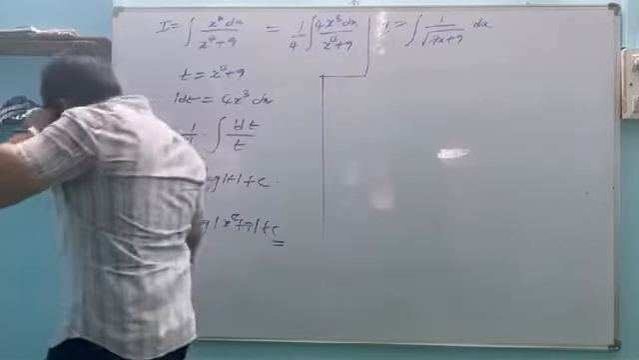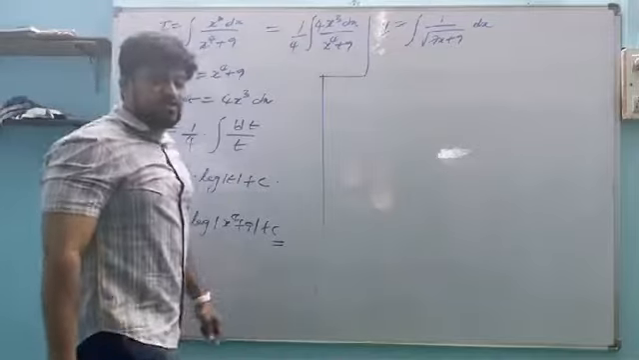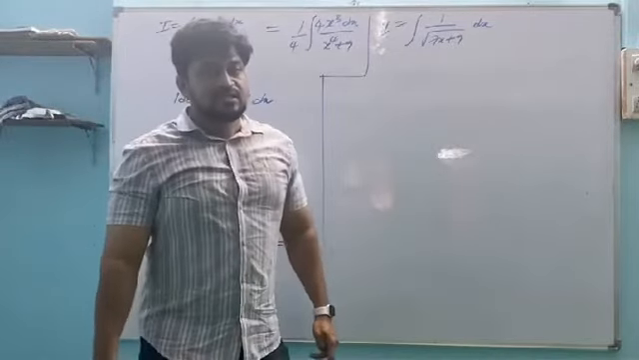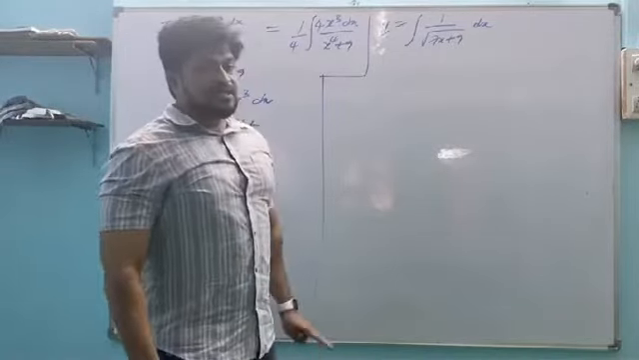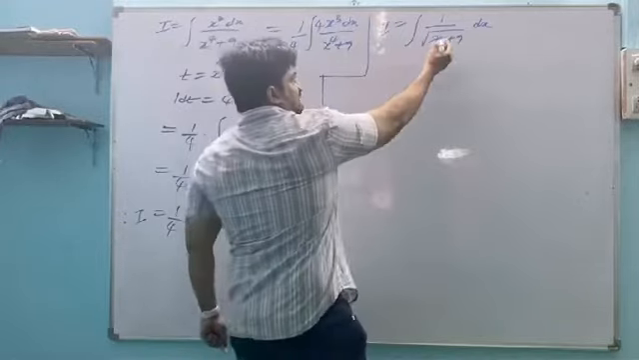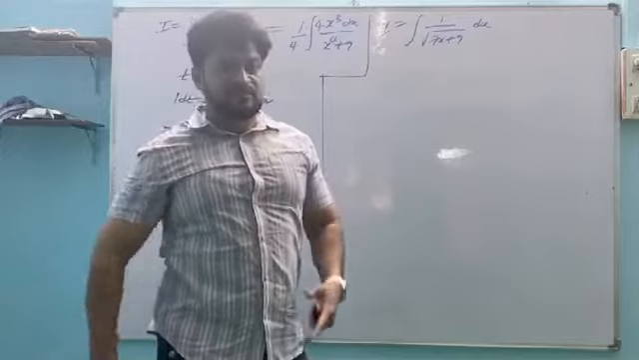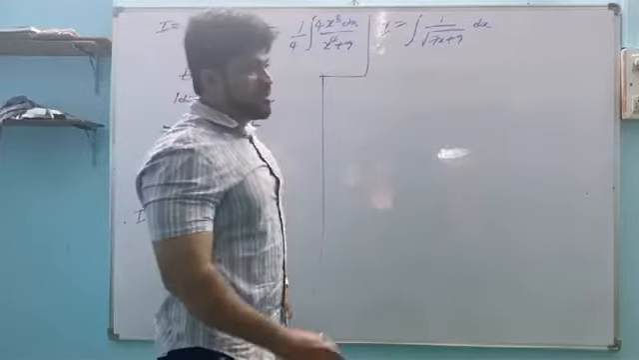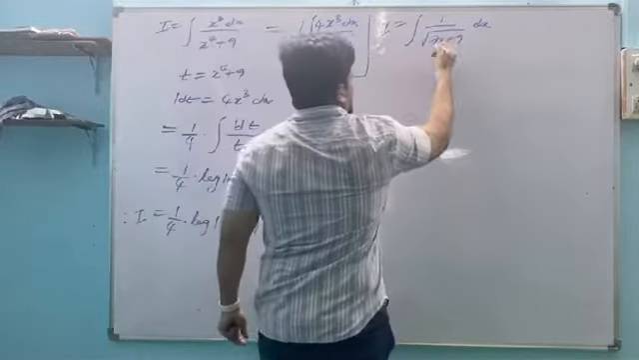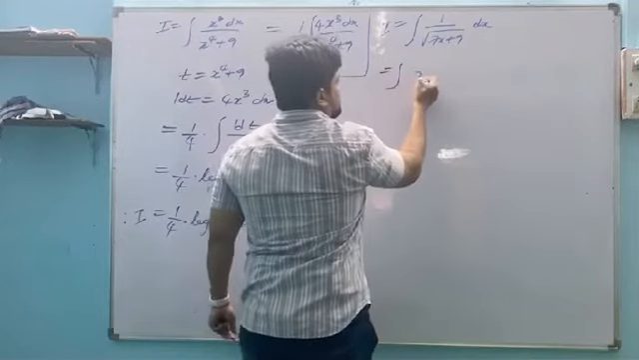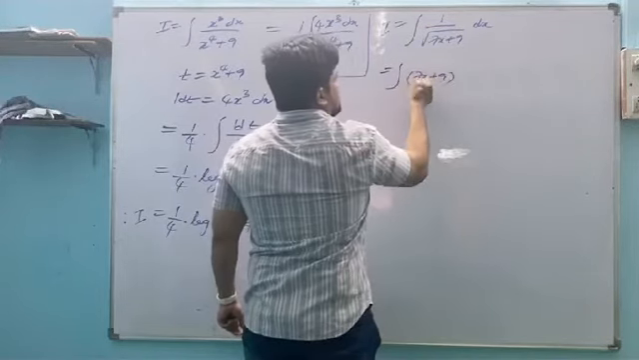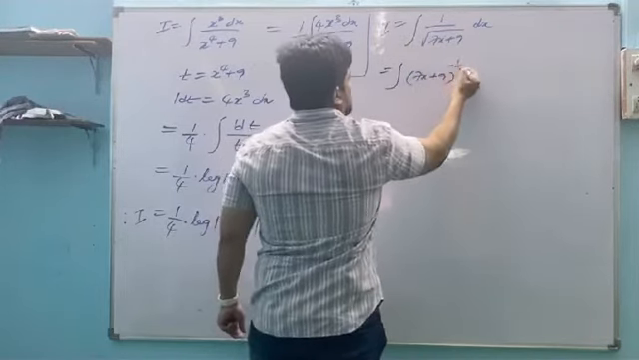1 by root 7x plus 9. So what we will do for 7x plus 9? If it is linear, take it to the numerator. If we find any square, we will not take it to the numerator, we will simplify there itself. You have a different method for it. Now what we will do, we don't find any such value, we will take it to the numerator.